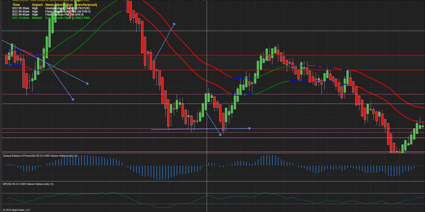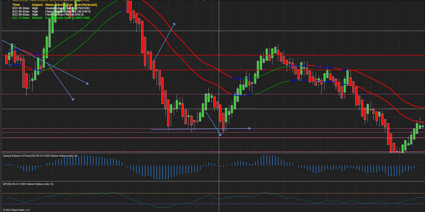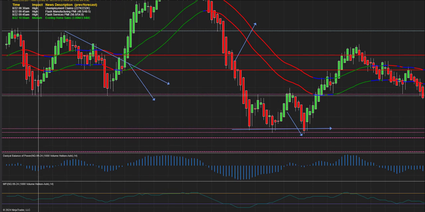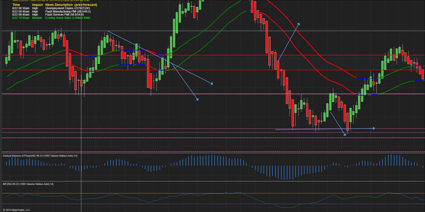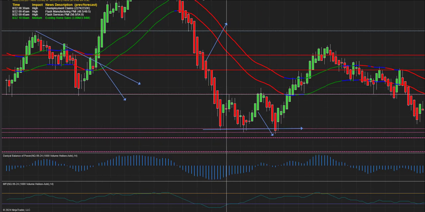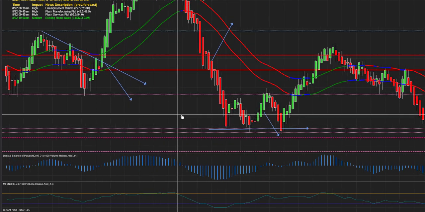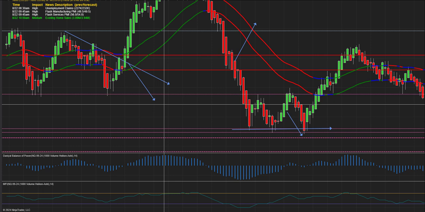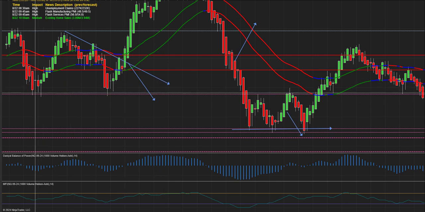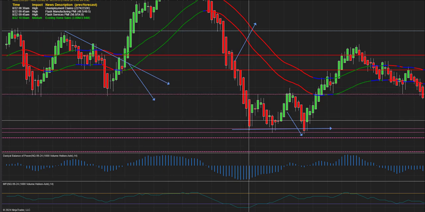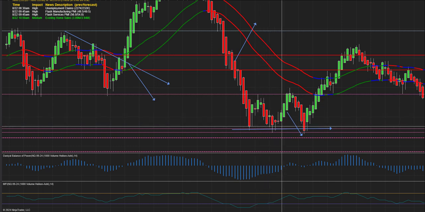Same bar got rejected big time by the sellers here. Remember, support becomes resistance. This level which was holding here is now rejecting price, right? This is again, as we talk about, break and retest on the other side. This is the support, break and retest on the other side.